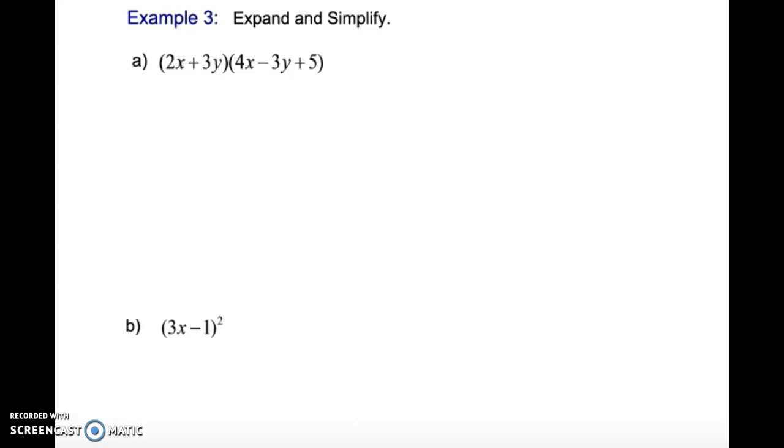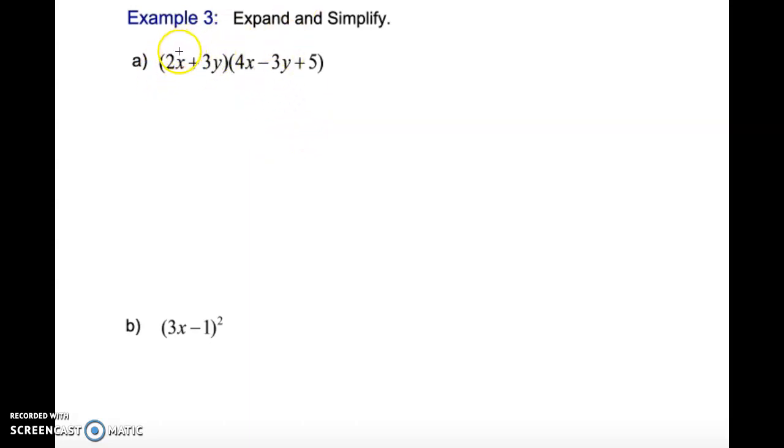Hello everyone, in example 3 we're going to do the exact same thing we did in example 2, but this time we're going to look at a couple different scenarios. So in A we have a binomial multiplied by a trinomial, and we're going to do the exact same process of that distributive property that we've been talking about so far.